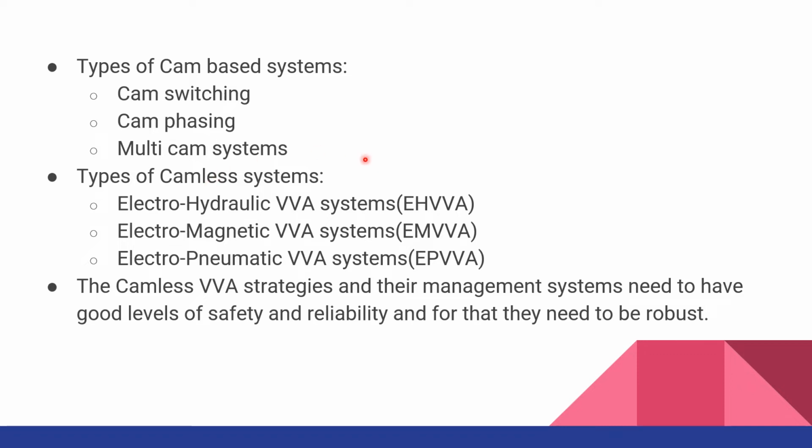This differentiation into hydraulic, magnetic, and pneumatic is based on the principle that is used to control these VVA systems, basically whatever is used to control the valve opening and closing. In hydraulic VVA systems, we make use of fluids to open and close the valves. In magnetic, we use magnetic forces, and in pneumatic, we use air. The camless VVA strategies and their management systems need to have very good levels of safety and reliability, and for that to happen, they need to be robust.